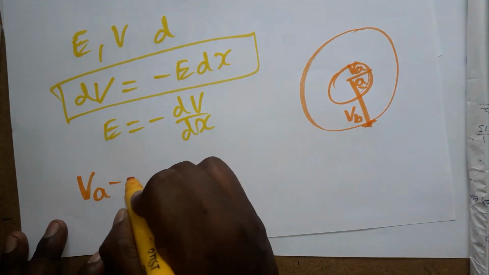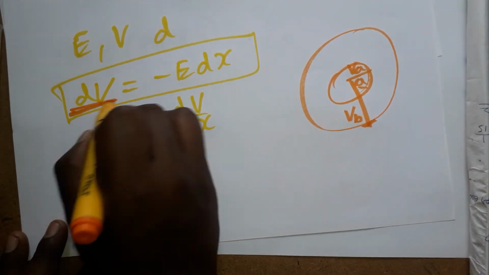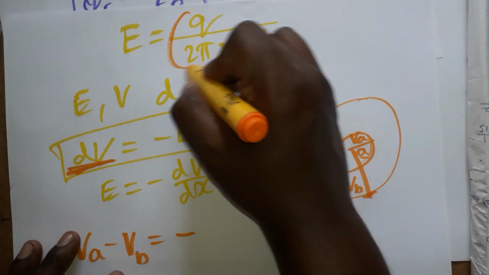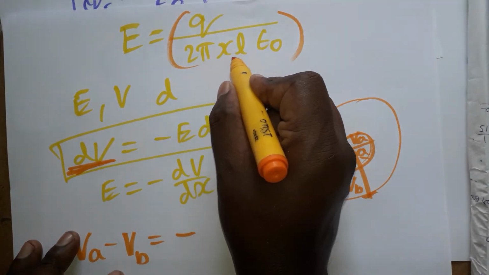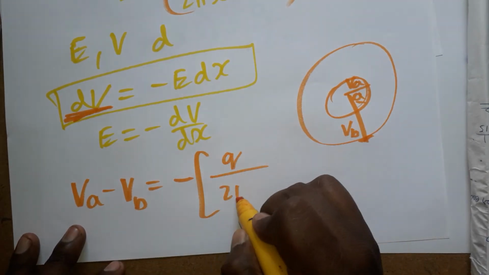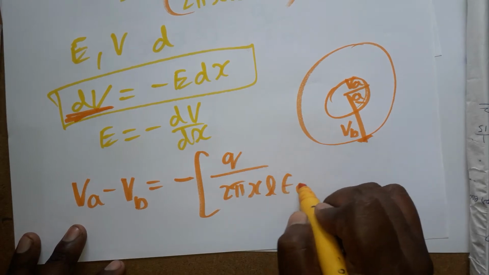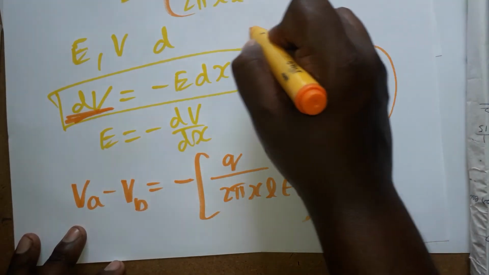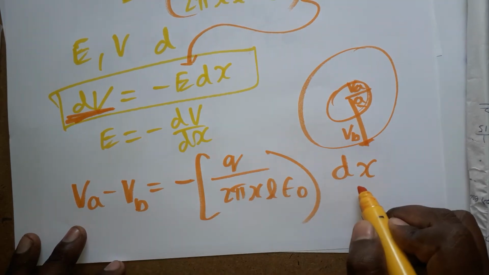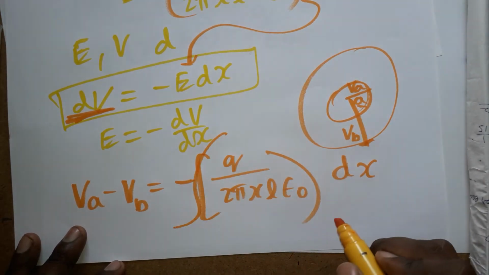So VA minus VB, the change in voltage, is equal to minus integral of E. E we already have, it is q divided by 2 pi x L epsilon naught. I am just substituting this E value here, and dx. So now we have an integration, and we should substitute the integration limits.